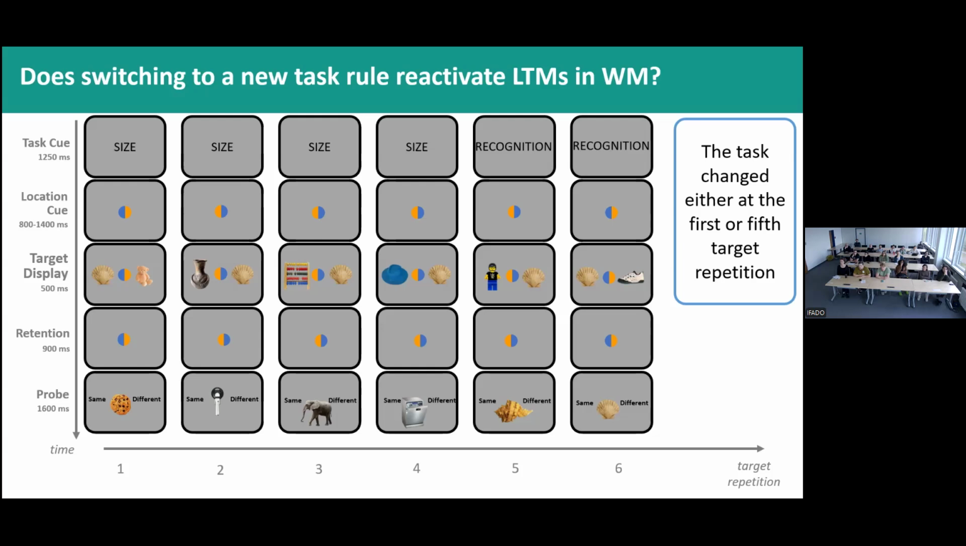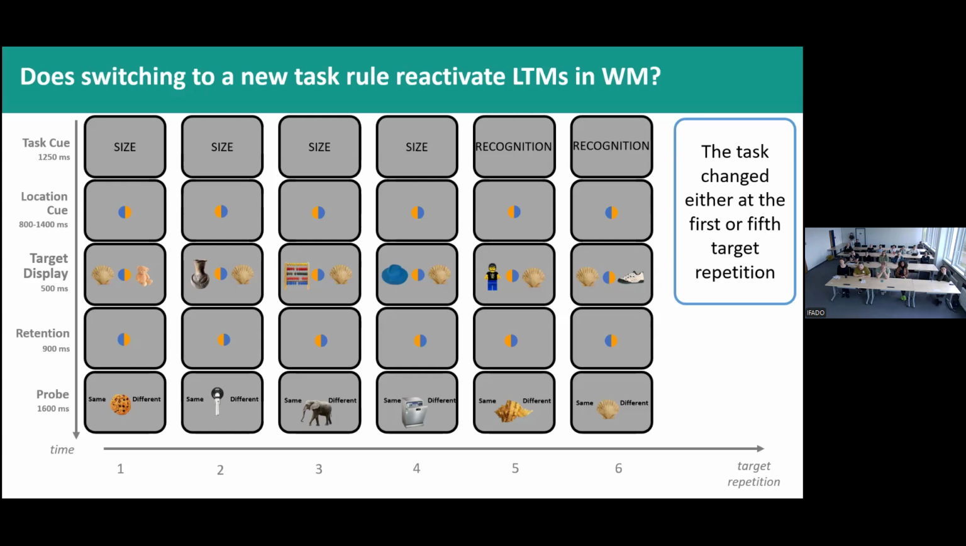But sometimes they got a new task at the first time they see it. So in the previous series, they might be having recognition, recognition, recognition, recognition, recognition, and then size when they switch to a new item and a new task. We had the task change at the first time people see this item to see what would happen when people are storing something novel. So it's again a baseline condition, and then they switch to a new task.